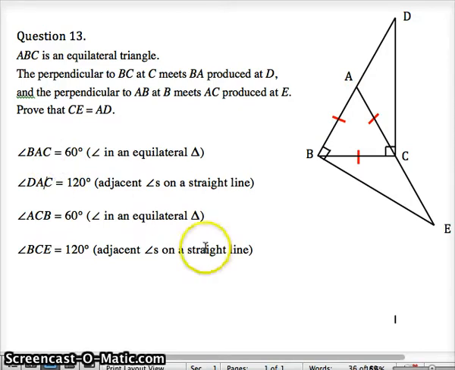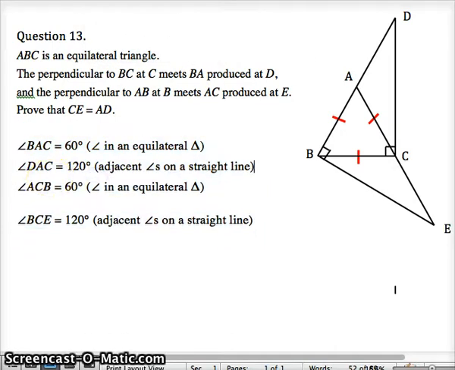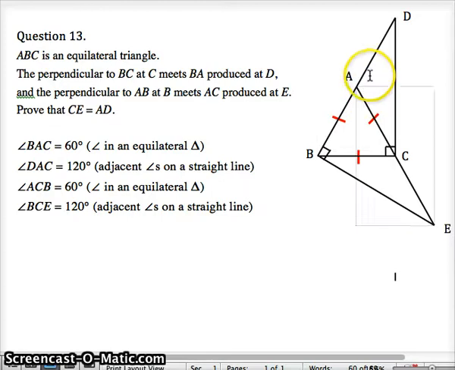I'll just condense this a little bit. It's a little bit too spaced out. So we've shown that angle DAC is equal to angle BCE and that they're both 120 degrees. The other thing, if ACB is 60, and because this is a right angle here, then angle ACD will be 30. And similarly over here, we've got a 60-degree angle in this triangle, and because we've got a right angle here, then angle CBE will also be 30.